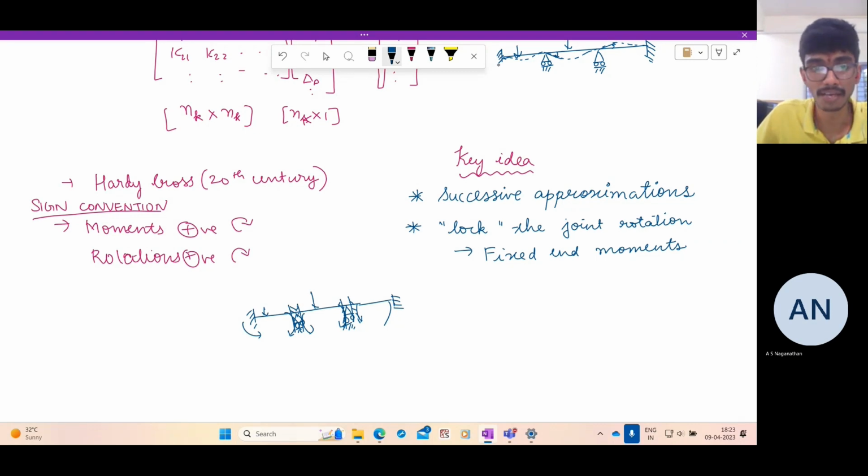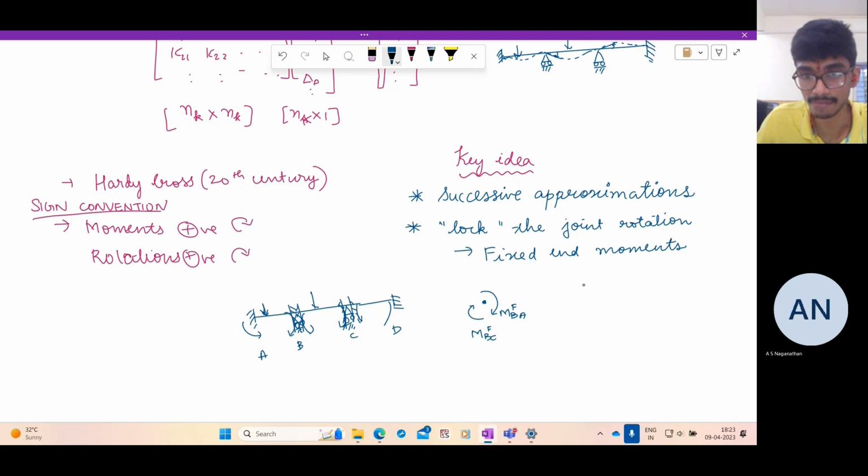But what about the equilibrium? Because we are artificially restraining the joint from rotating, and then we are finding the moments that are generated. If you take a joint here, let us call these A, B, C, D. If you take the joint B, there will be no rotation, and there will be a certain moment that is generated due to this applied loading. Let us call it MBA fixed end moment. Similarly, because of this applied loading, there will be another moment that is generated, which is MBC fixed end moment.